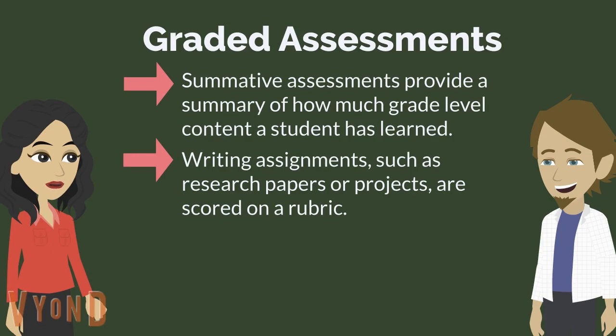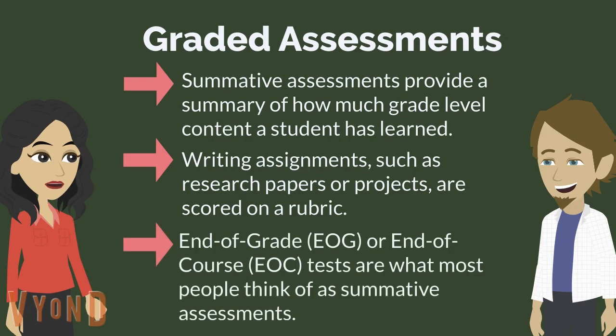If I score an assessment on a rubric, then I share the rubric with students. A rubric lists out all of the requirements for success and how many points are possible for each different requirement. Students can use a rubric like a checklist to make sure they have included all necessary parts. There is another type of summative assessment, the end of grade or end of course tests, or EOGs and EOCs, as the students call them. The EOGs and EOCs are what most people think of when they hear the term summative assessment.